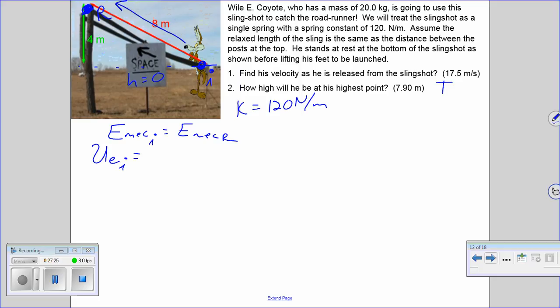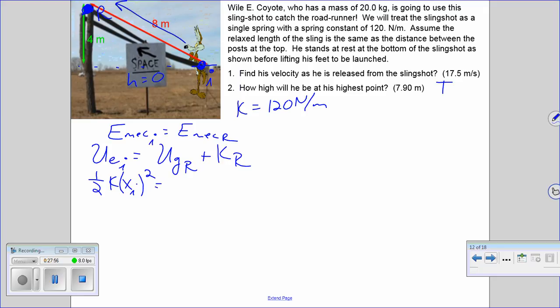So that's going to then equal, well, as he's flung forward, he's also moving up, right? So at this release point, he's not going to have any elastic potential energy anymore because the slingshot is now relaxed, but he's going to have some gravitational potential energy at that release point, and he's going to have some kinetic energy at that release point, okay? So let's see. Elastic potential energy initially, that's 1/2 times K times x_i squared, okay?